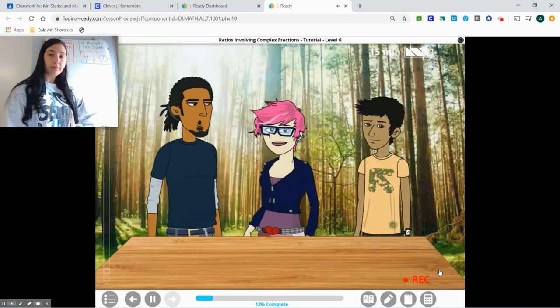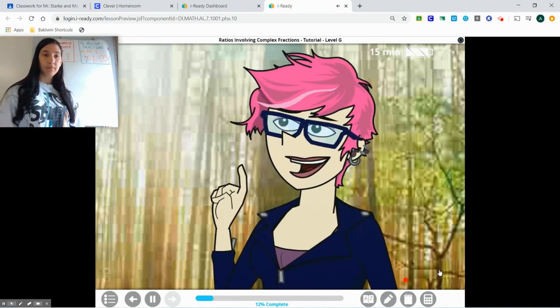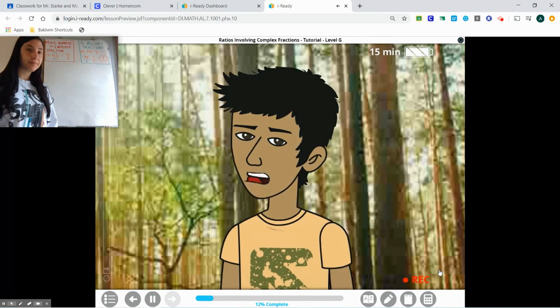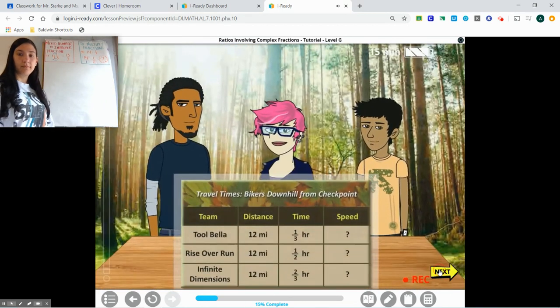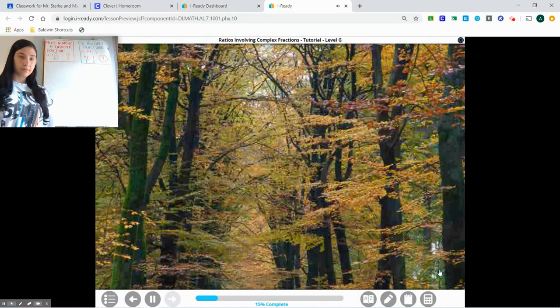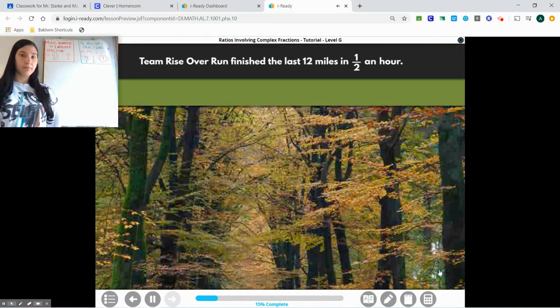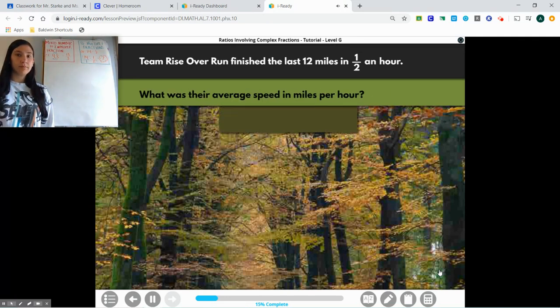Well, guys, while you two were chatting, the downhill biking part of this race was completed. Wow, looks like we have some times coming in for the last 12 miles. Sweet. Let's drop it on a chart. Team Rise Over Run finished the last 12 miles in half an hour. What was their average speed in miles per hour?